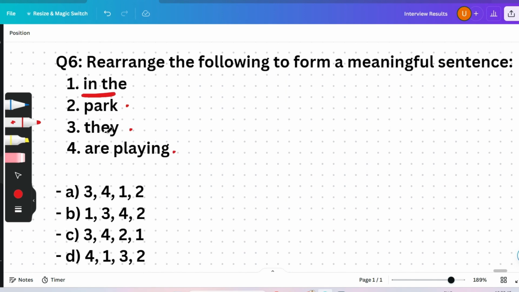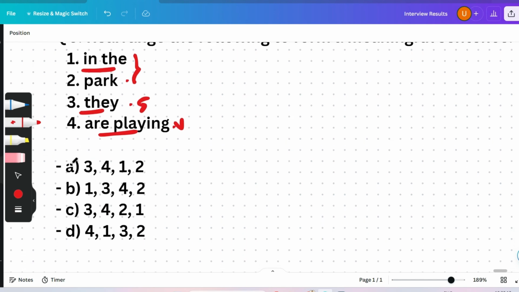So here also, are playing, this is the verb, playing is the verb, okay. So who is playing? They. So they is the subject, and are playing is the verb. So subject plus verb then object, so they are playing where? In the park, okay. So subject is here, then verb is here, and object is among these. So in the park will be the correct answer. So subject plus verb plus object, so 3 4 then 1 2, 3 4 1 2, so option A will be correct.